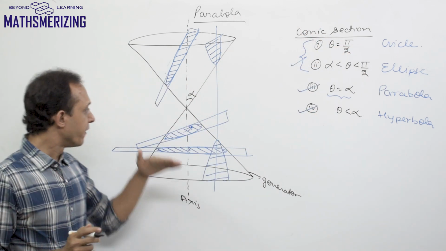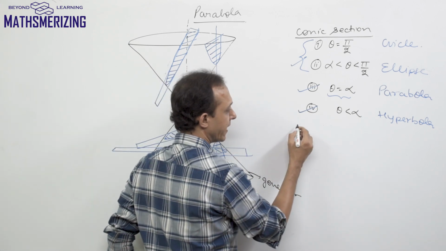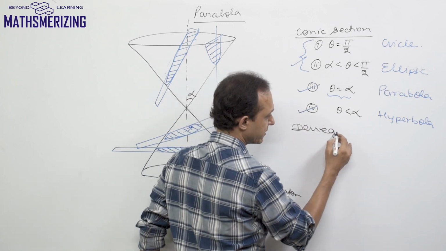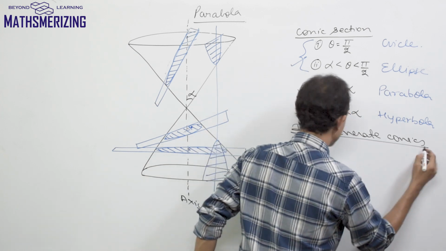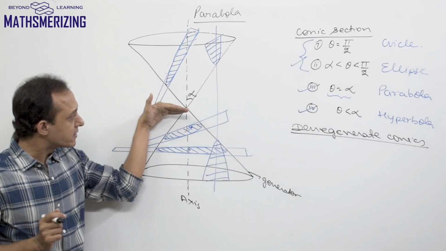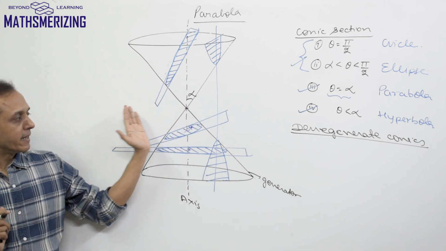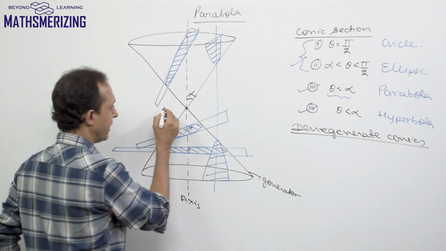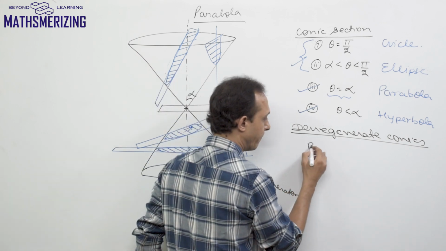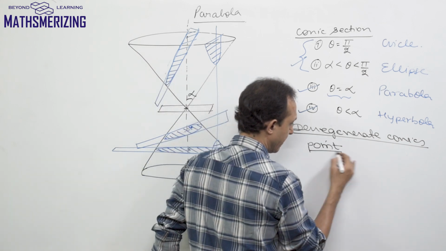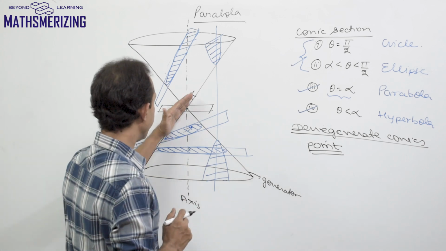Now through the intersection of this plane and this cone, we'll also get some other curves, which are called degenerate conics. If this plane passes through the vertex of the double cone, in that case we'll end up getting degenerate conics. If this plane makes an angle of 90 degrees and it passes through this vertex, in that case we'll get a point, or essentially a point circle.